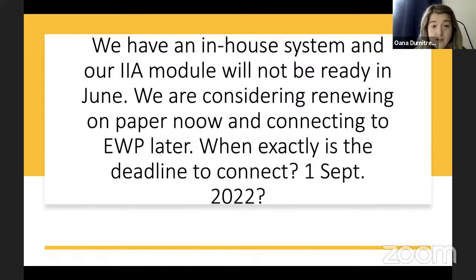But when it comes to renewing, if you're not ready in June, the hard deadline to connect, as we always said, is by the beginning of the academic year 2022-2023, and this depends, of course, on the country. So this depends on the beginning of the academic year in your particular country, in your particular higher education institution. Now, if there are two partners and the beginning of the academic year is different, then you would use the earliest date. So if, for instance, in one country the academic year starts in September and in another it starts in October, then September 2022 would be your deadline.